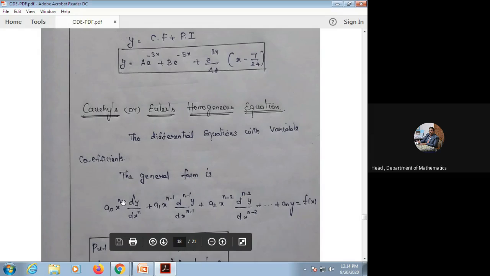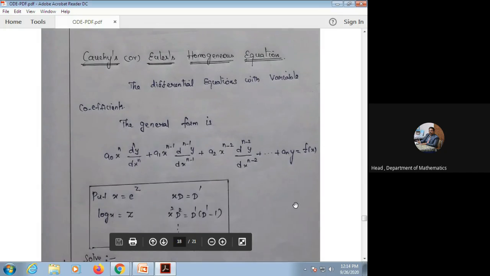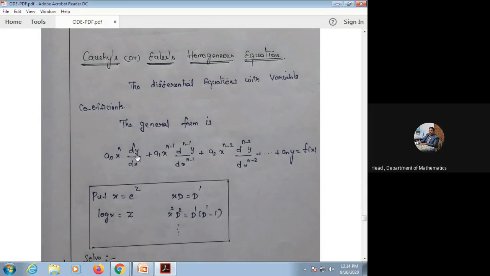The general form is a naught x power n d power n y by dx power n plus a1 x power n minus 1 d power n minus 1 y by dx power n minus 1 up to etc., plus an y equal to some function of x. Here in this differential equation, what is the coefficient term? That is a variable term, not a constant coefficient. In this, a naught, a1 up to an are the constants, but x power n, x power n minus 1 are the variables. Therefore this equation has variable coefficients, in the form of x power n.